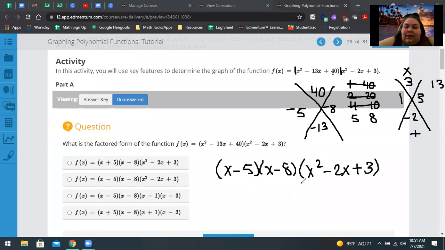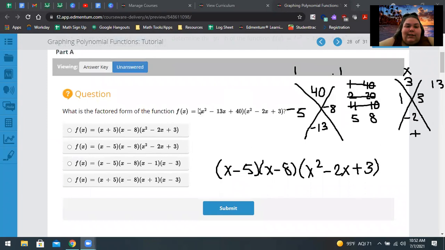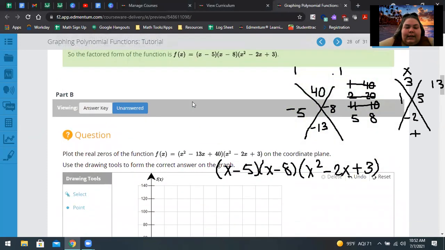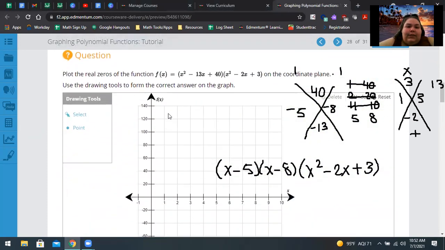This tells me I have a complex number. Not just one, but I have 2 complex numbers. So let's go ahead and select the one that applies to this: x minus 5, x minus 8, x squared minus 2x plus 3. So it looks like it's that second option for me there. We're good. Now part B says, plot the real zeros of the function.